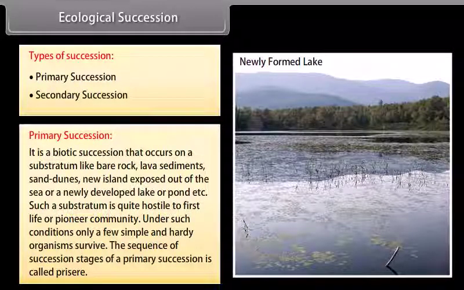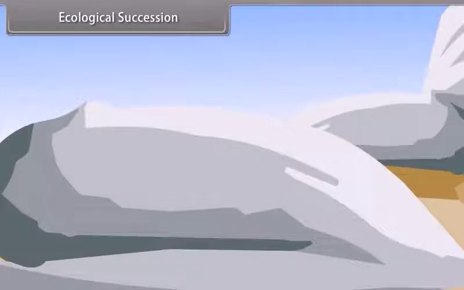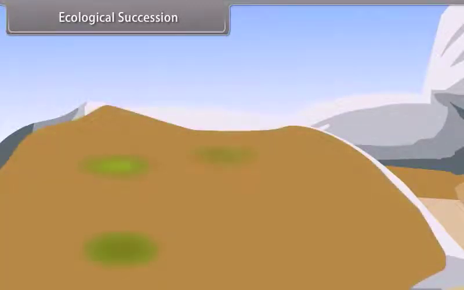The sequence of succession stages of a primary succession is called prisere. Primary succession following glacial retreat. 1. Bare rock left after the retreat of the glacier. 2. In time, mosses and lichens start to colonize the rock. As they die, organic matter is added to weathered rock particles, making simple soils.